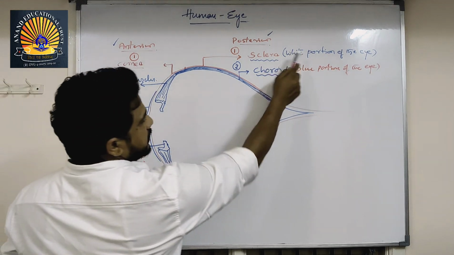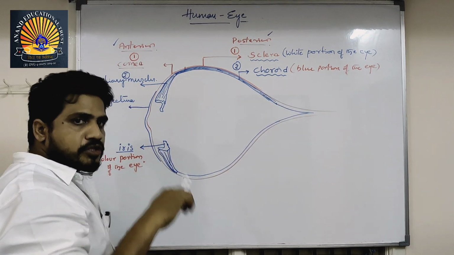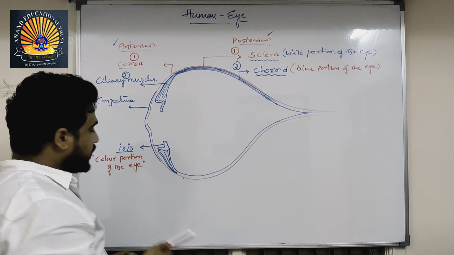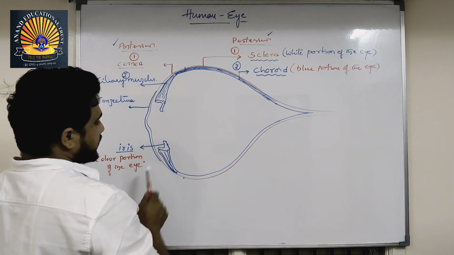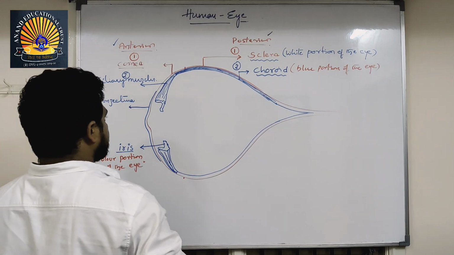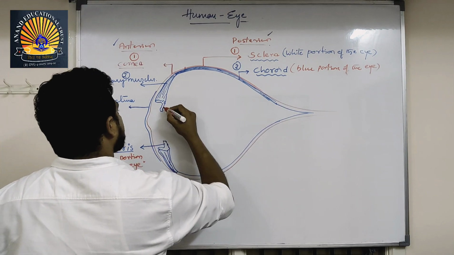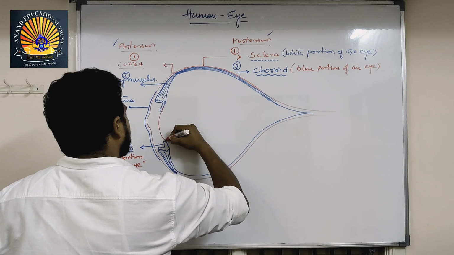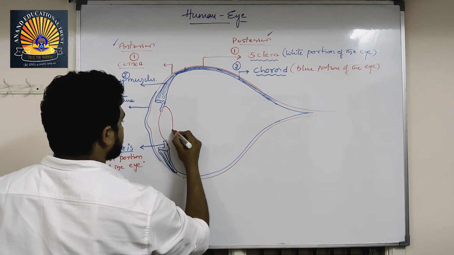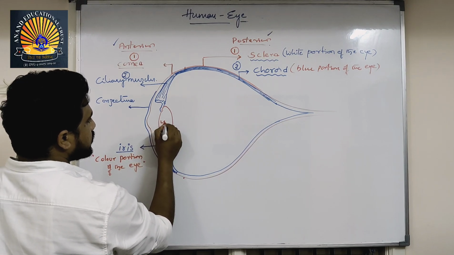So the white portion of the eye is sclera, the blue portion of the eye is choroid, and the colored portion of the eye, which decides the eye color, is the iris. The iris is the extension of the ciliary muscles. Then here you can also see the lens. This is called the lens.